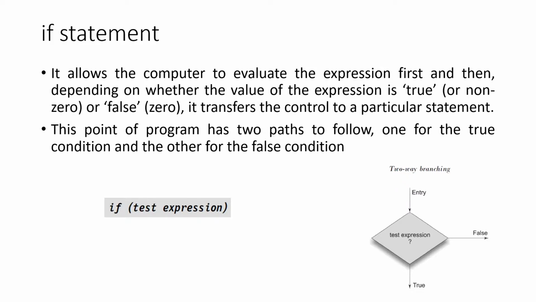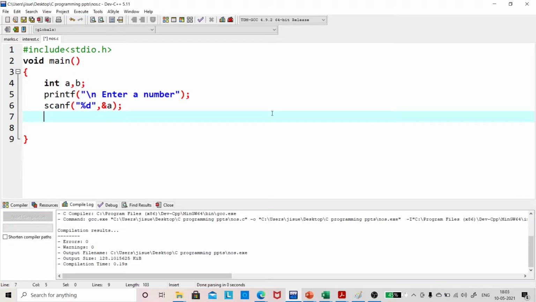Let's straight away go to a simple program to understand how to use the if statement. Let's write a program to check if the number entered is negative. The requirement is just to check if the number is negative. Here I have just typed the beginning part. We need a number, say int a, then enter a number, scanf %d and a to enter that number. We are checking if number a is negative. How to check that? If a number is less than 0, that means it is negative.